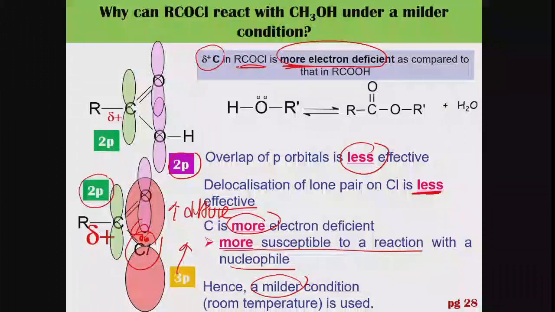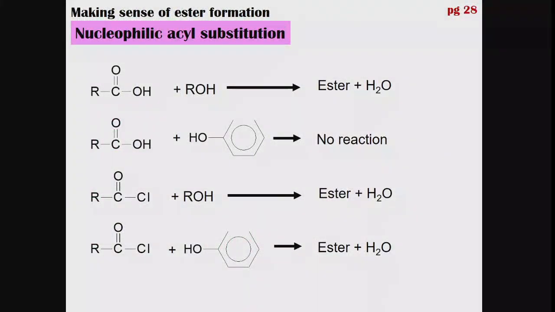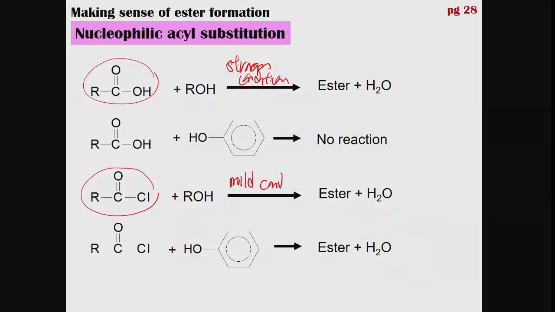Okay, so what you need to take note of here is that for carboxylic acid and acid chloride, even though carboxylic acid is bonded to two highly electronegative oxygen atoms, the delocalization of the lone pair of electrons from the oxygen is more effective. This will diminish the positive charge on your carbon, making it less reactive. So that's why your carboxylic acid here is less reactive as compared to acid chloride. Hence here we require a stronger condition. Here we just need a milder condition. So go back and reread that paragraph again to further your understanding.